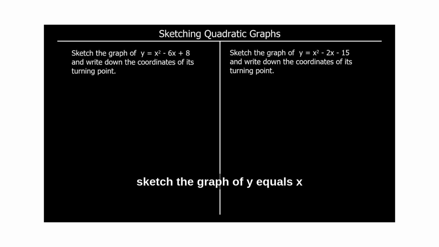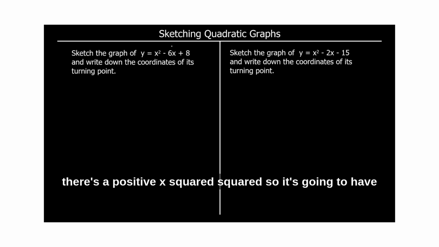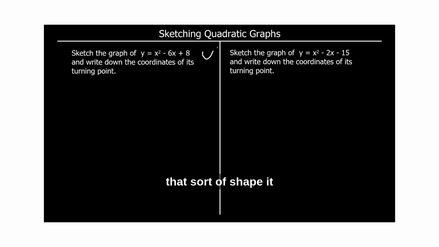This question says sketch the graph of y equals x squared minus 6x plus 8 and write down the coordinates of its turning point. So when we look at a graph, we know the shape. It's a positive x squared, so it's going to have that sort of shape. It crosses x when y is 0, and it crosses y when x is 0. So when x is 0, it crosses the y-axis.